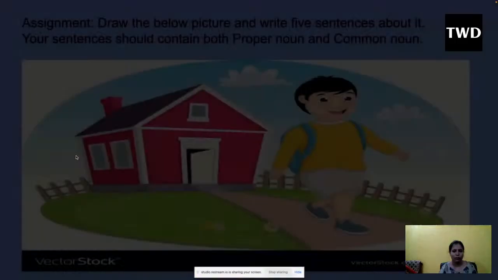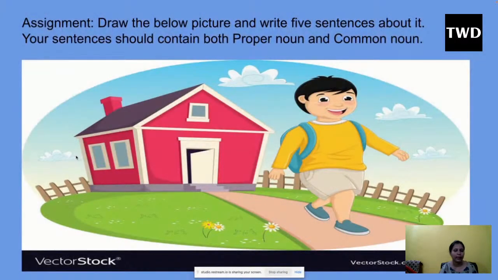Yes. So if you want to do something like what I have done, you can just look at this picture and create your own sentences where you will have both proper nouns and common nouns, and you can also highlight them. Like you can color the proper noun with a different color and common noun with some other color. Yes.